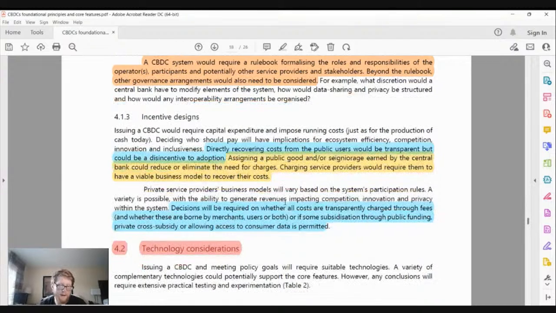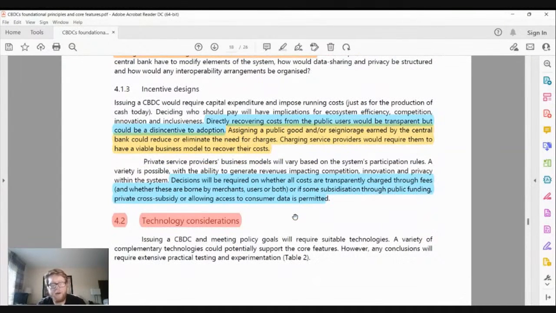As it should be. But anyways, finally, decisions will be required on whether all costs are transparently charged through fees, and whether these are borne by merchants, users, or both, or if some subsidization through public funding, private cross-subsidy, or allowing access to consumer data is permitted. That's another thing that I was going to bring up.